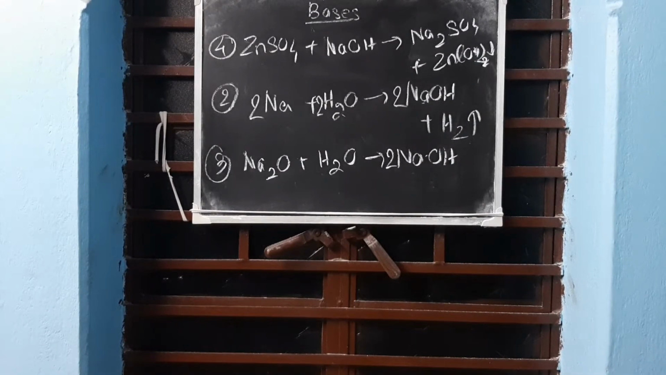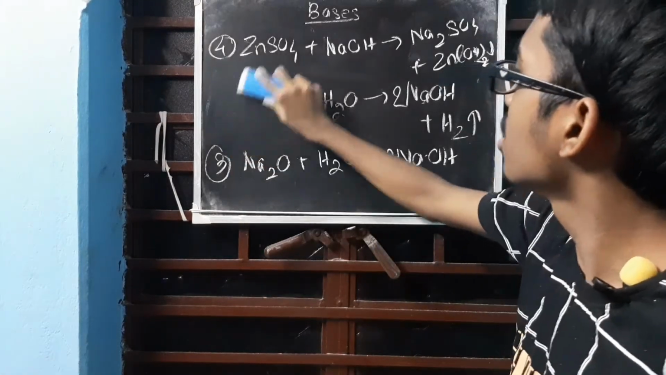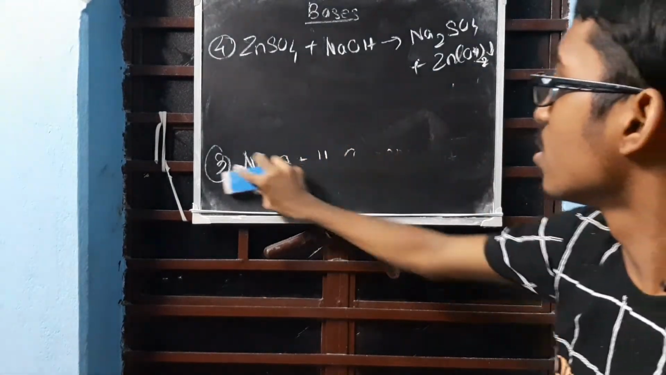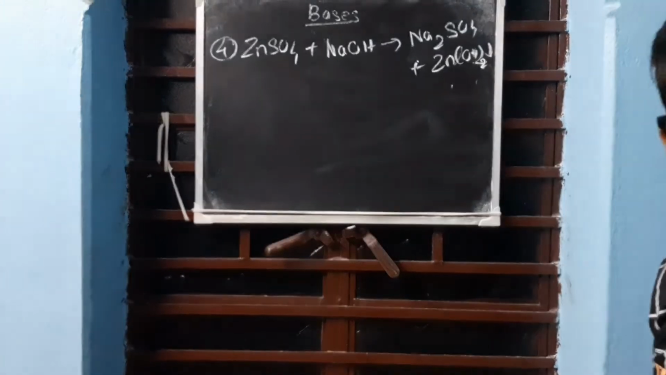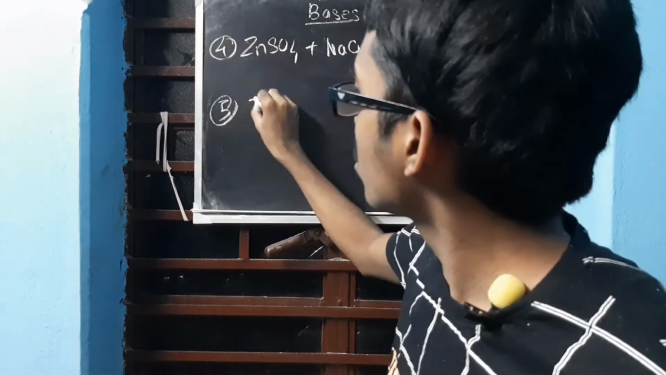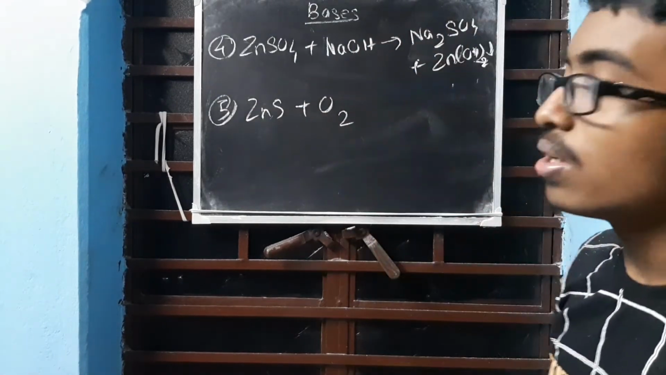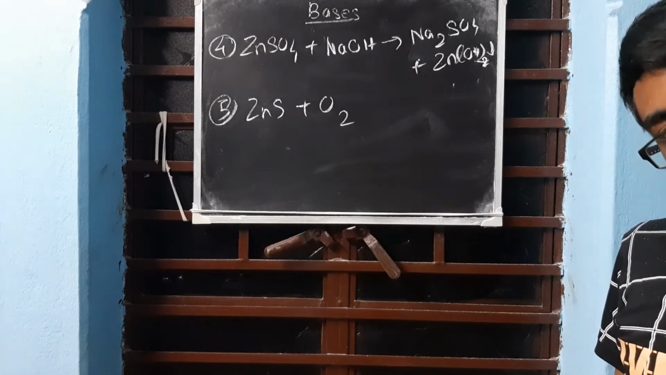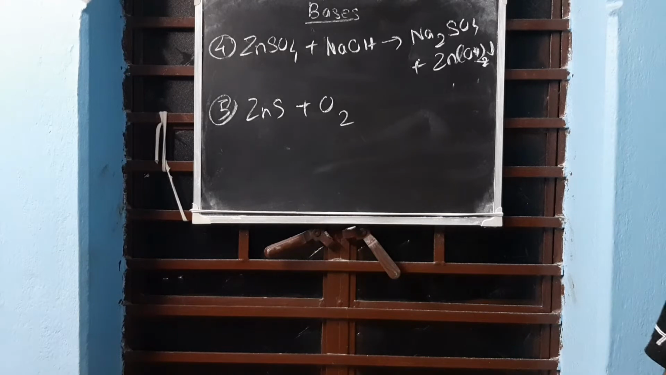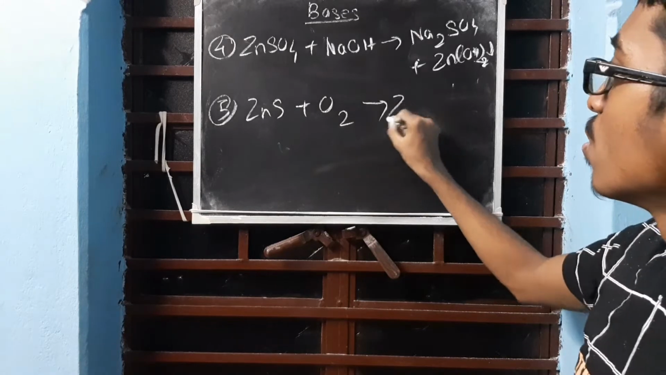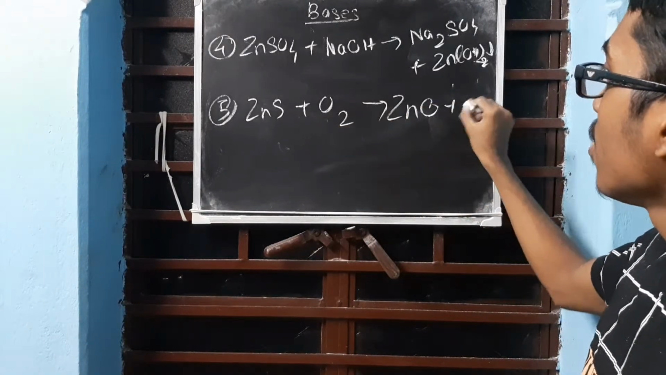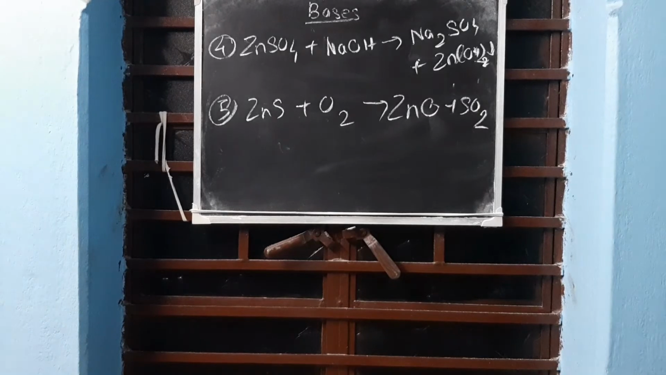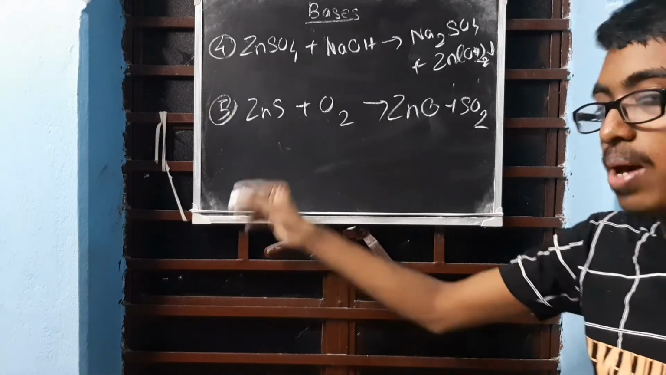Okay. Next is action of oxygen on sulfides. Suppose ZnS plus O2. In the acid case, we did this reaction, but instead of O2, we used HCl, so HCl gas was released. But here it is O2. So what will be released? ZnS plus oxygen. Zn will go with O, and one O is still left. What will form? Sulfur dioxide. So this will give you sulfur dioxide plus zinc oxide. Balance the reaction.